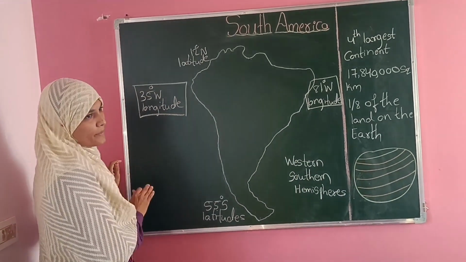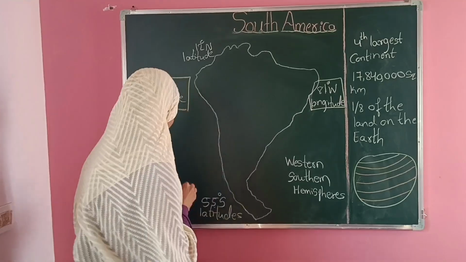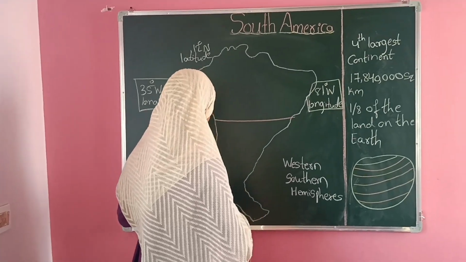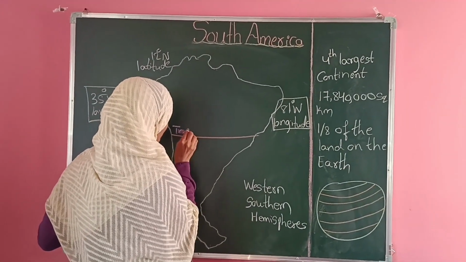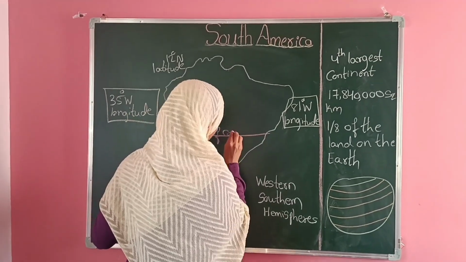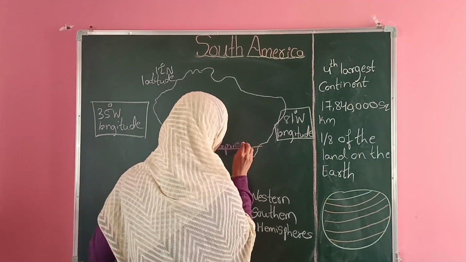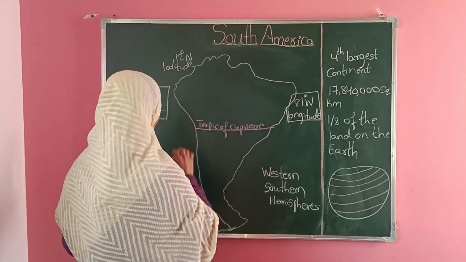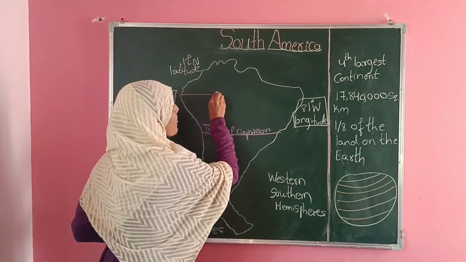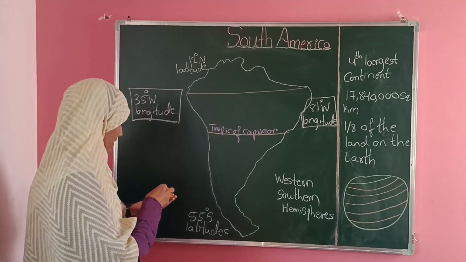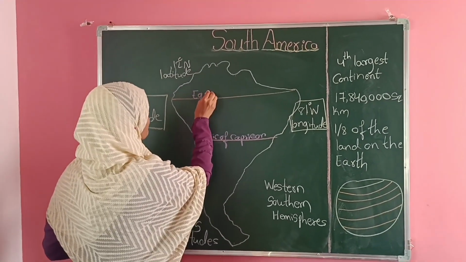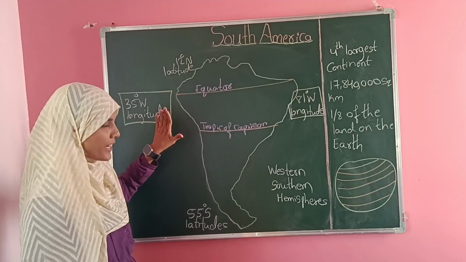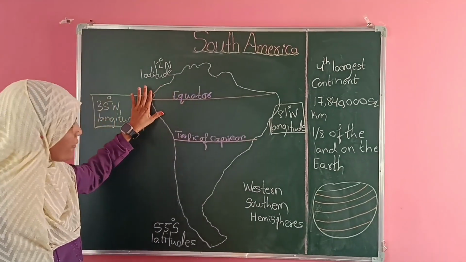The Tropic of Capricorn runs through the midway of South America, and the equator passes through the northern part of South America. Here the equator lies. The Tropic of Capricorn is a line of latitude which passes through the mid part of South America, and the equator through the northern part.